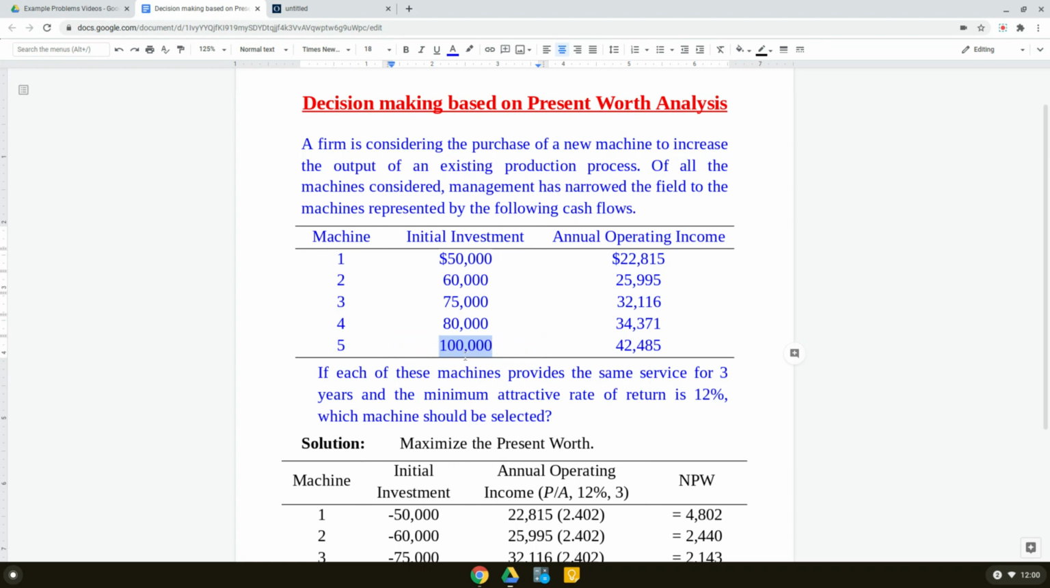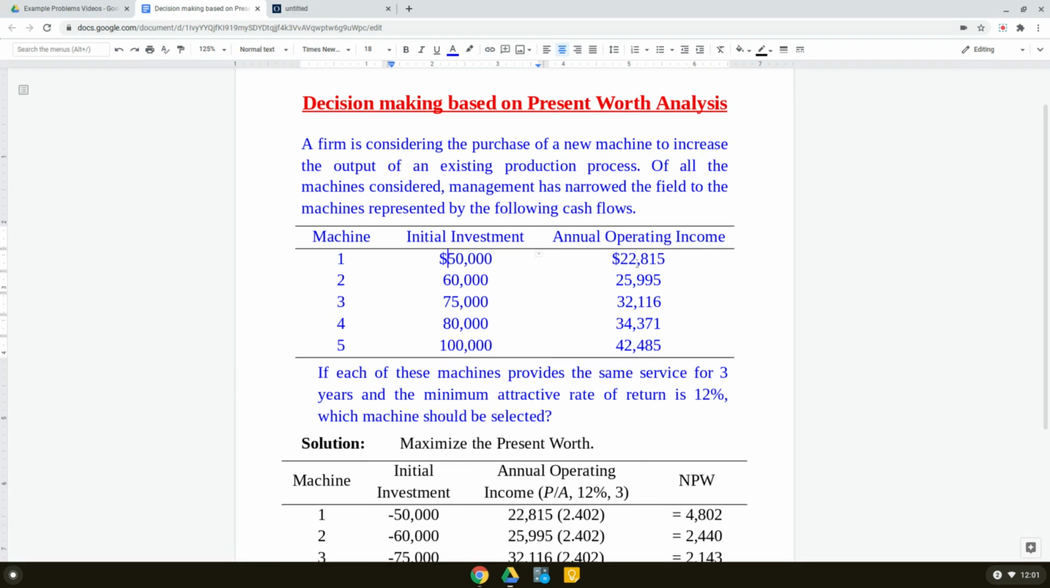Those are all minuses. Then each machine is going to yield some annual operating income, right? These are the initial investments that are going to be negative. And so these are P values, because they are in the current time period. They are already present values, time period 0.